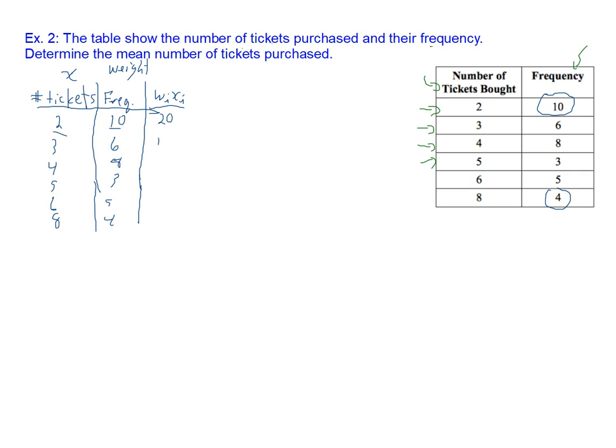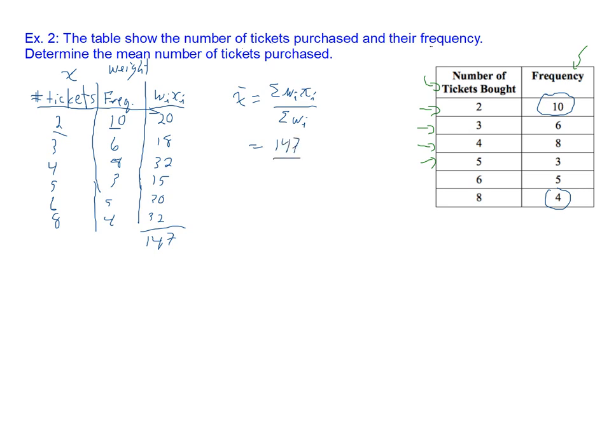6 times 3 gives us 18. We get 32 down here, the 15, a 30, and another 32. And again, we want to find the mean. So the mean here is just the sum of the weights times the x's divided by the sum of the weights. So the numerator is just the sum of this column. And if we add these up, I think we get 147. So that's our numerator, 147.